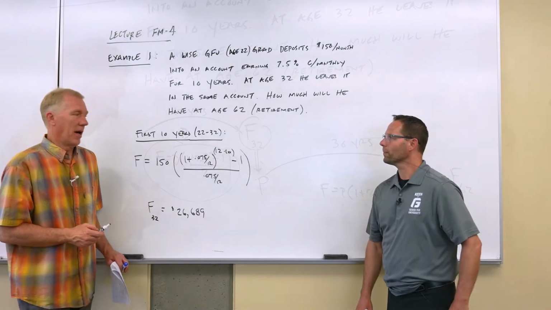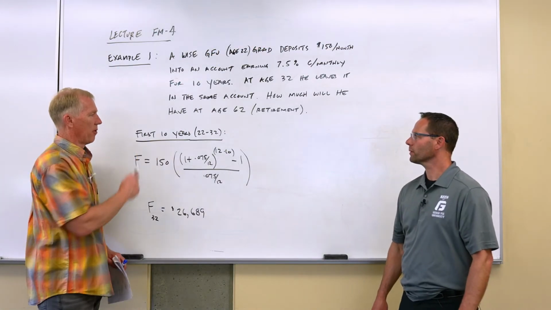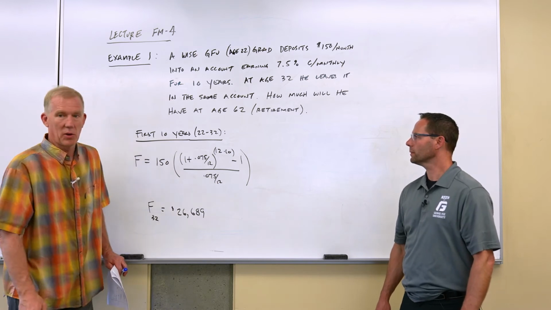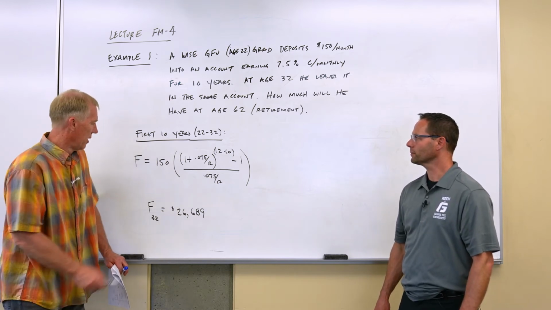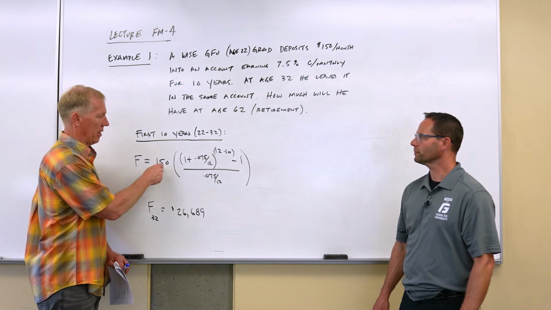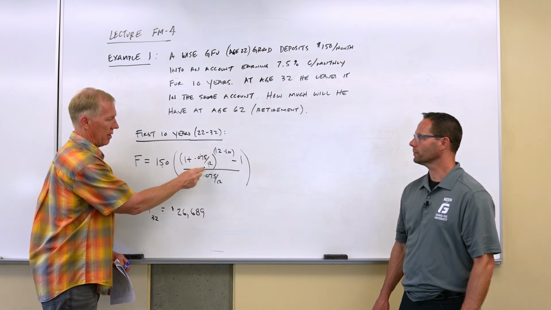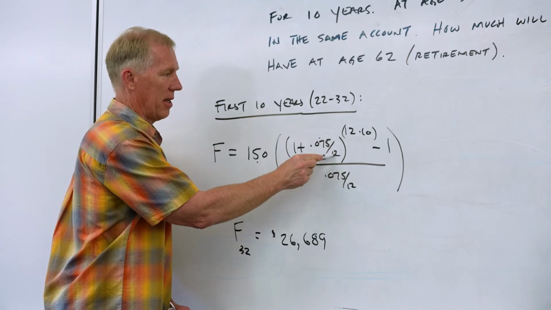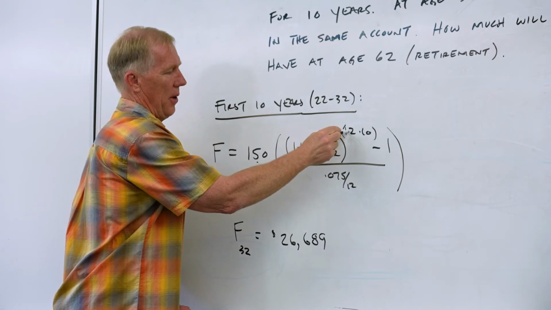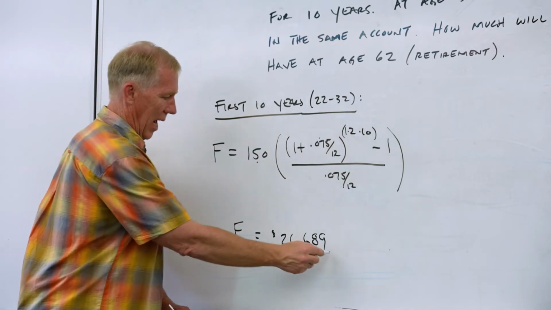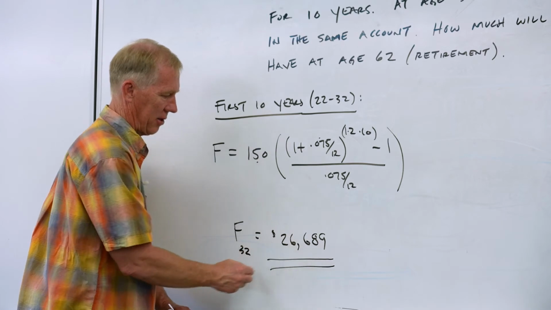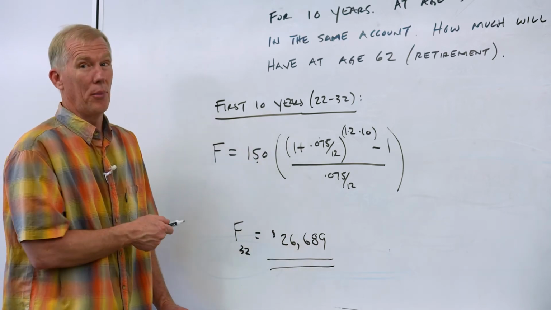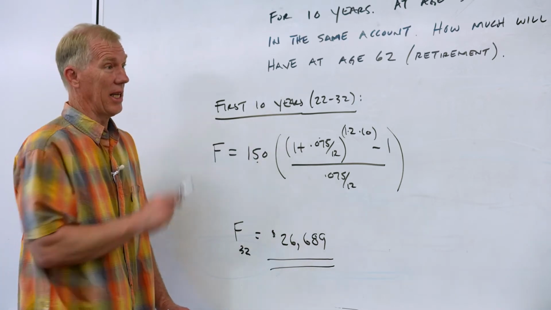All right, the first step in our problem is the very first 10 years where we have repeating deposits going on. This formula should look familiar. We got regular deposits of $150 a month at the specified interest rate over the specified compounding period times the time, and it wrapped up into $26,689.